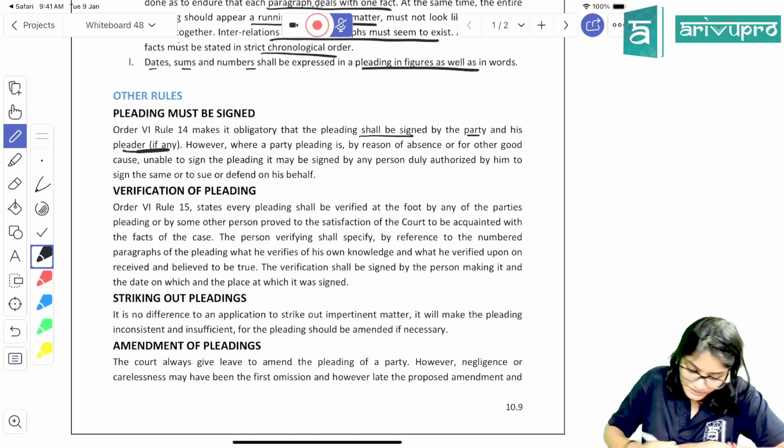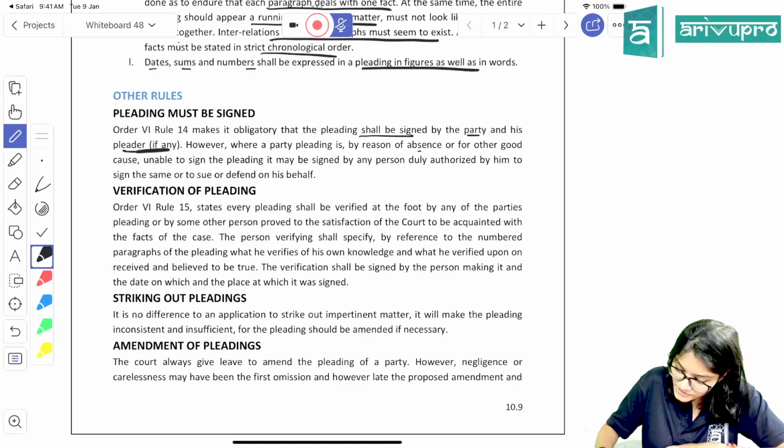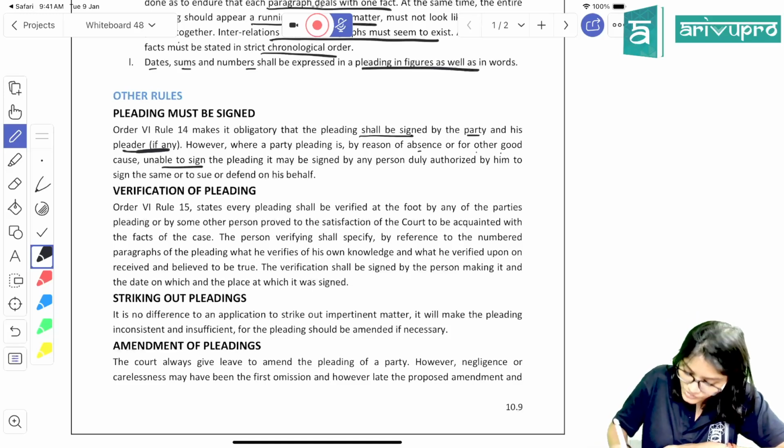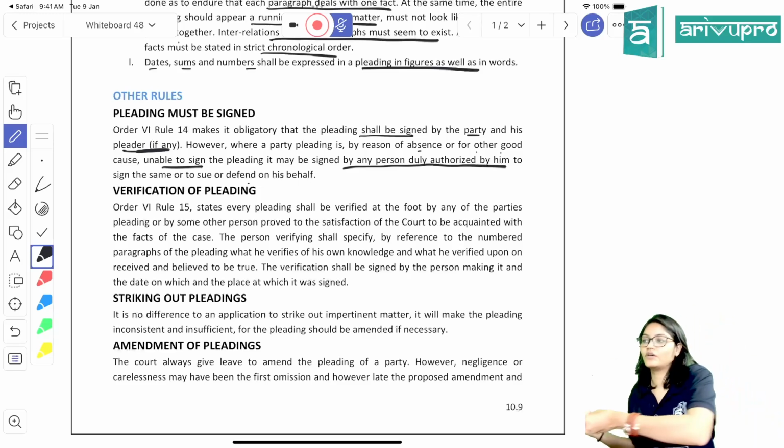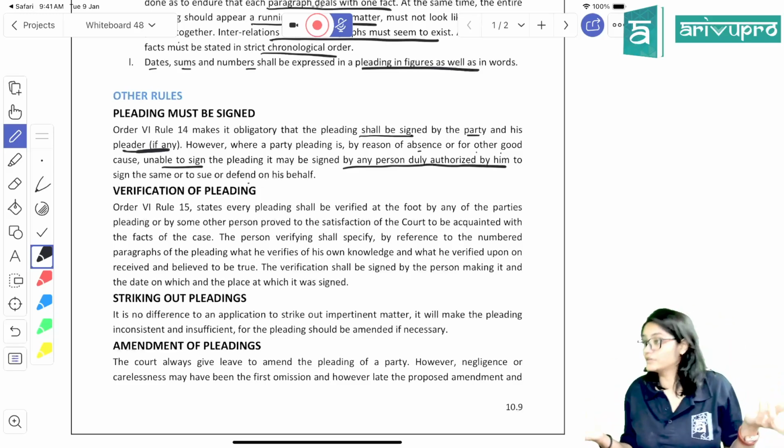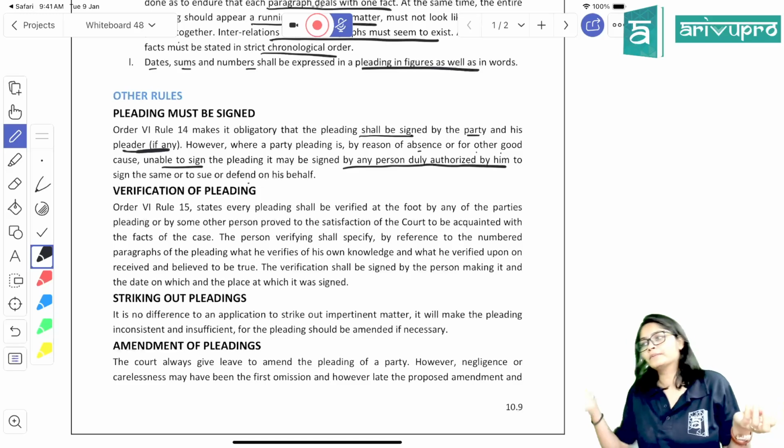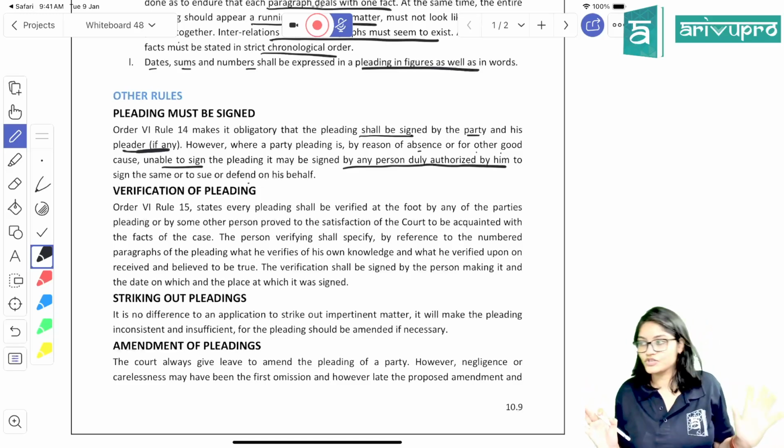However, where a party pleading is, by reason of absence or for other good reason, unable to sign, it may be signed by any person duly authorized by him to sign the same or to sue. Basically, if I have given my authority to somebody else, a power of attorney, so that person will sign. Simple signature should be there.